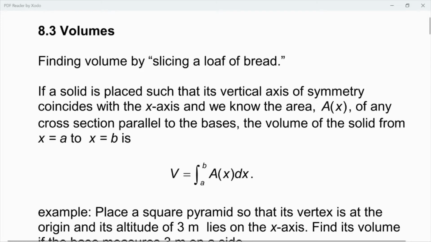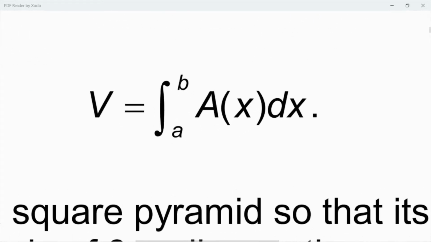And so really what we're always going to be doing is looking for the area of that cross section. And once we know the area of the cross section, this is how we're going to find the volume. We're going to integrate from a to b, A of x dx. That is essentially a very, very thin slice of our volume. We have the cross section area, and then dx gives it a thickness, and then the integral is going to add up all of those pieces over the interval that we're looking at.